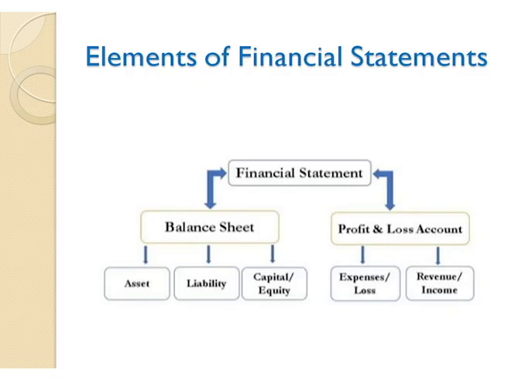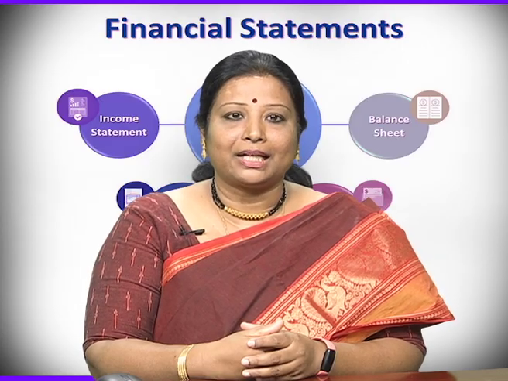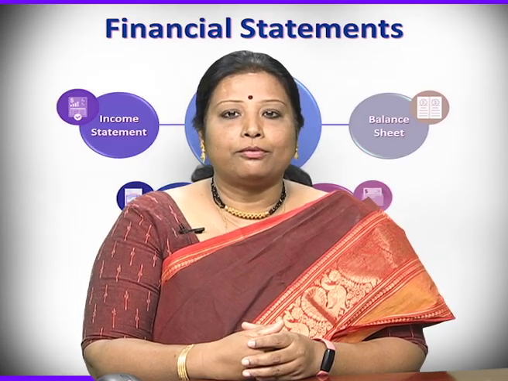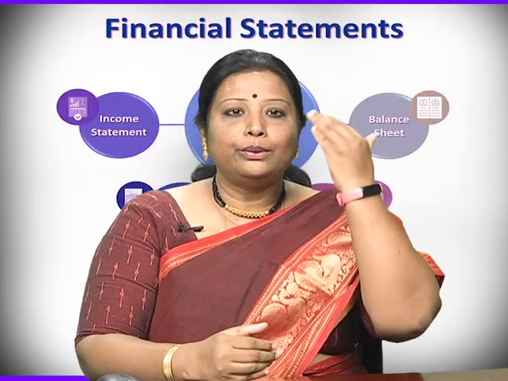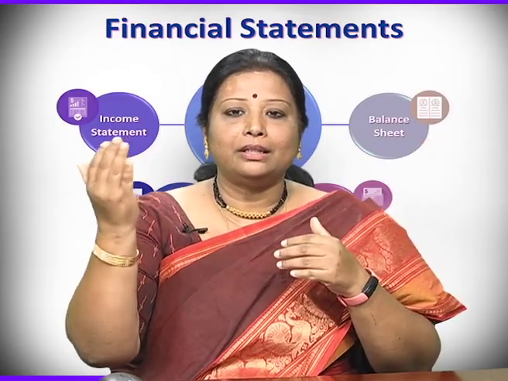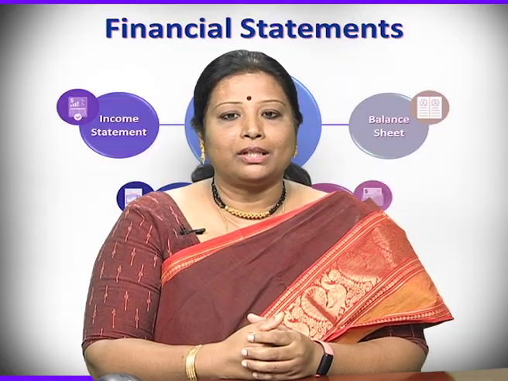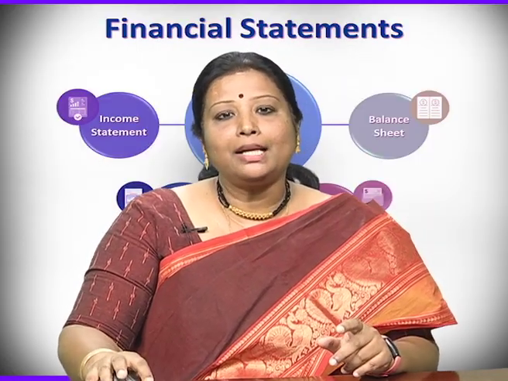I repeat, my dear students, financial statements divide into two elements, balance sheet and profit and loss account. Balance sheet is divided into three main elements, assets, liability and equity. Profit and loss account is divided into two elements, dear students, expenses and losses, revenues and incomes. As you know, whenever you prepare a profit and loss account, your teacher might have told you a profit and loss account is a nominal account. So you debit all expenses and losses, you credit all incomes and gains. So profit and loss account is divided into two main elements.